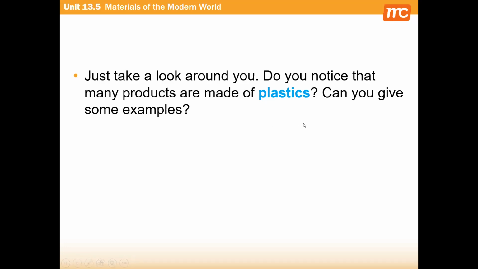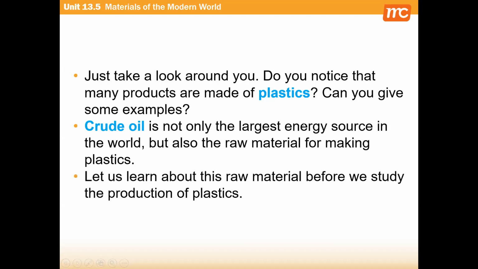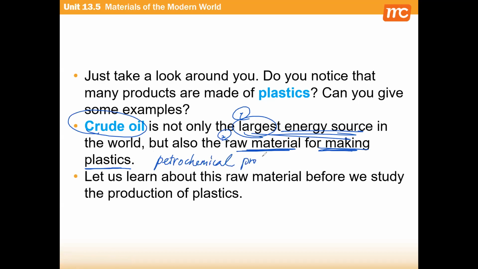So indeed, crude oil is a very important material. It's not just an important energy source. Crude oil has two uses. One is as an energy source, the largest energy source. But also it is a raw material for making so many products, including plastics. Have you ever heard of the term petrochemical product? 化工產品、化工原料, petrochemical. So plastics is one of them. Even some scientists nowadays have the ability to produce, for example, drugs from crude oil. So believe it or not, it is a very important raw material for making so many petrochemical products.